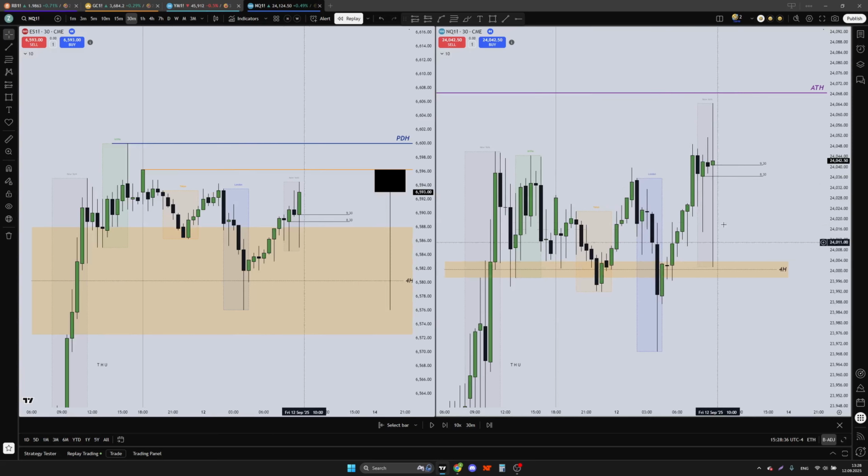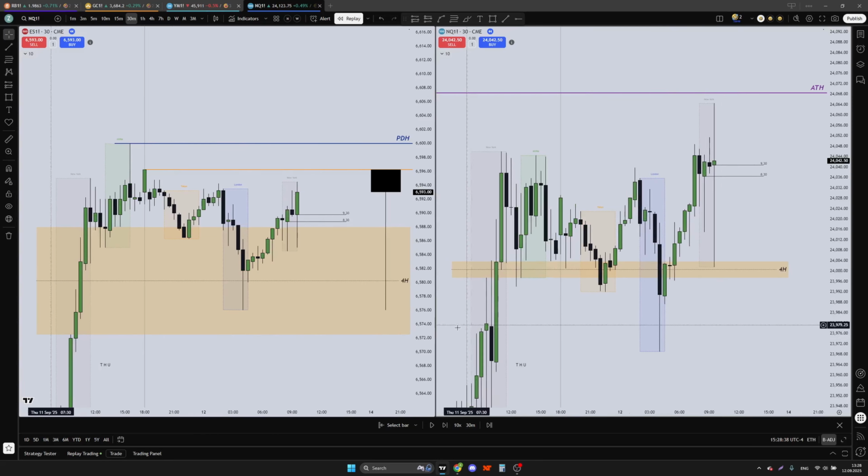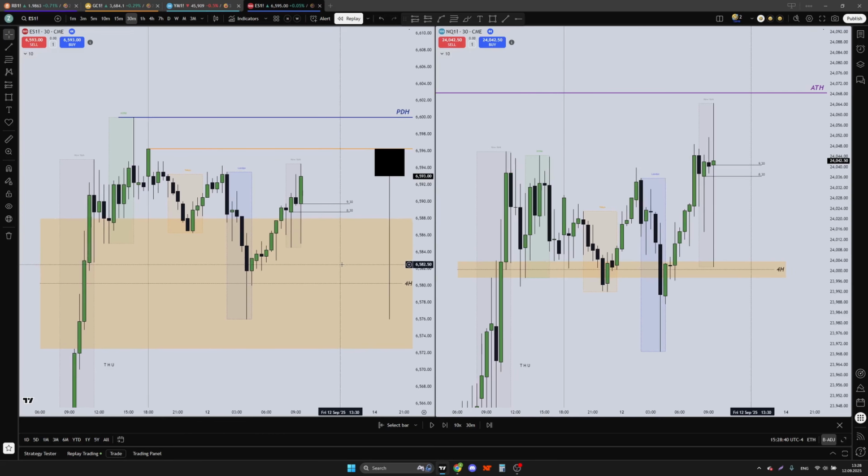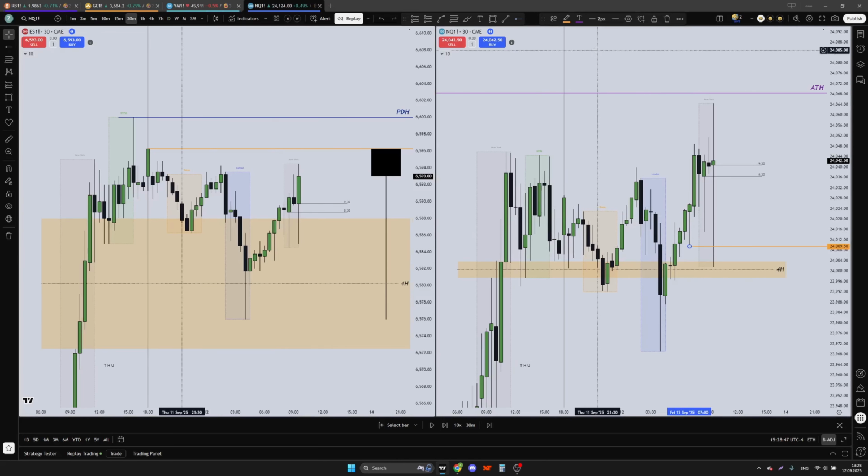So because we have no gaps at all, in this case, it's gonna be external range liquidity. So we have this 8:30 low and also the 7 a.m. low. But I would require the 7 a.m. low being engaged because this 8:30 low is in close proximity.